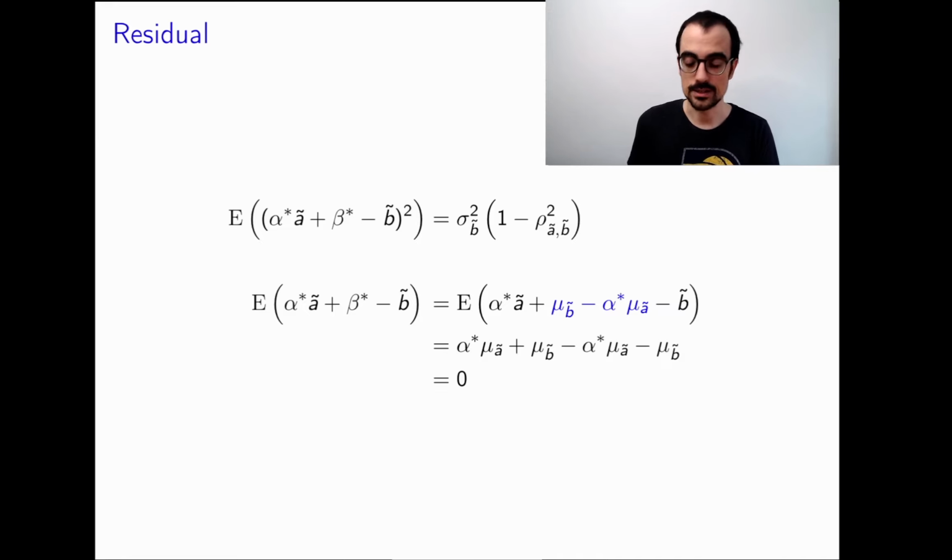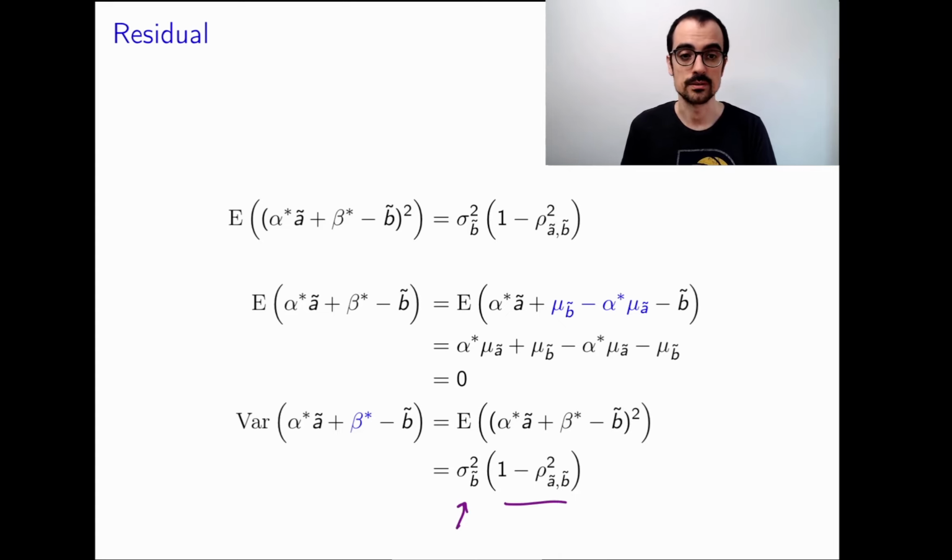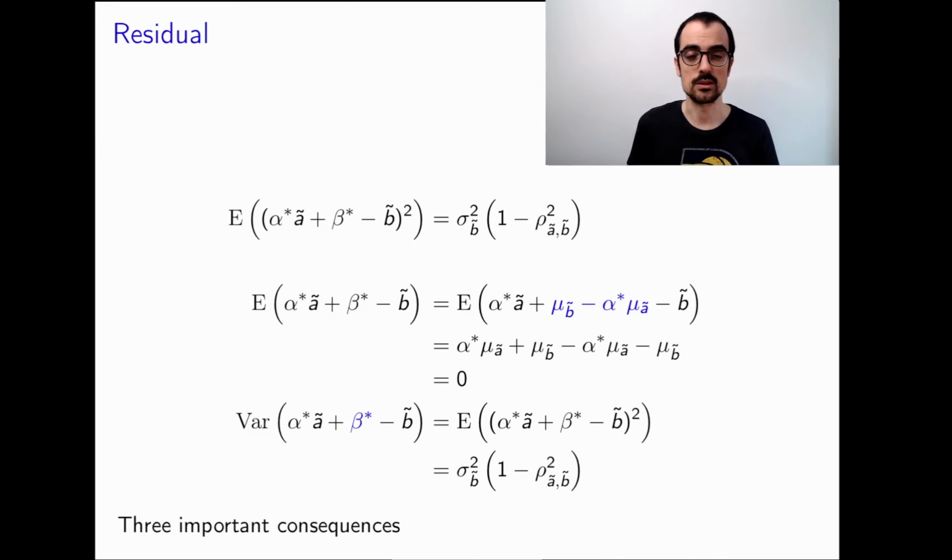Now, what is the variance of the residual? The variance of the residual is just equal to the mean square of the residual, because it's zero mean. And we have just seen that the mean square of the residual is equal to the variance of b times 1 minus the correlation coefficient squared. And now we're going to use these results to establish three very important properties of the correlation coefficient.